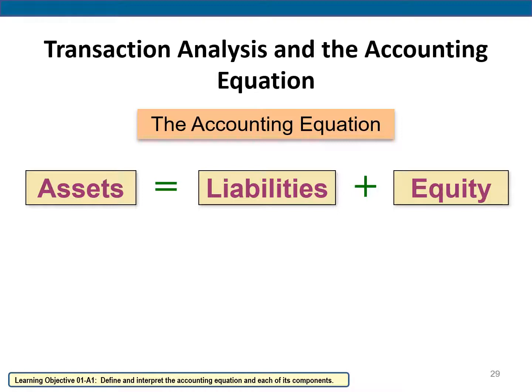And so together, the liabilities and the equity are the source of the funds a company uses to acquire assets. And so on the left side of your equation, you have assets, and on the right side of your accounting equation, you have liabilities and equity. So the equation in its simplest form is assets equal liabilities plus equity.